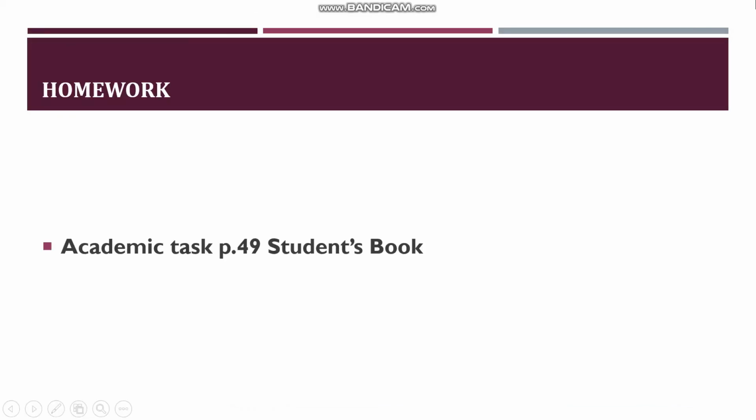Well, pupils, your homework for the next lesson is academic task on page 49 in your student's book. You have already found out what type of learner you are, and your next task is to talk about your results in the test and how might these results help you in your studies.